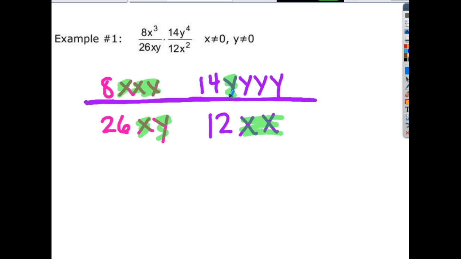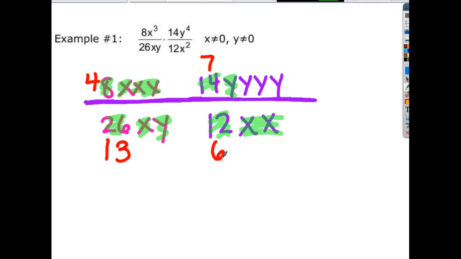Now let's work on the numbers. 8 and 26 are both even numbers, so both of those will divide by 2. 8 divided by 2 is 4, and 26 divided by 2 is 13. 14 and 12 are both even numbers. 14 divided by 2 is 7. 12 divided by 2 is 6.